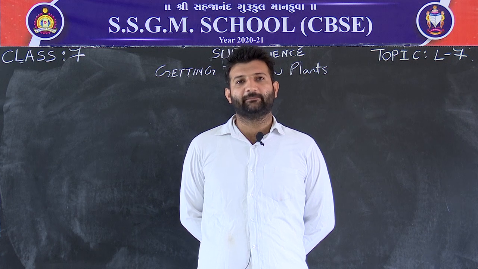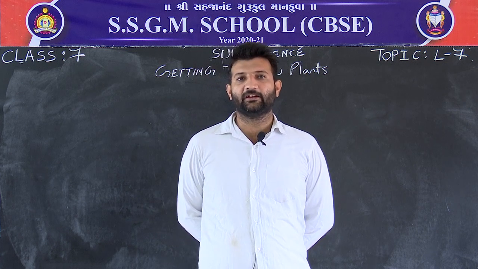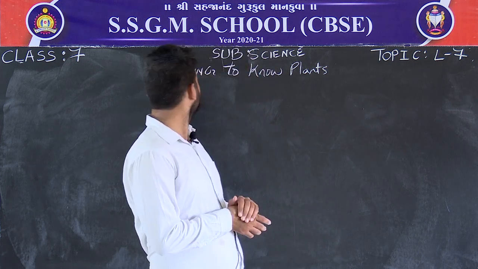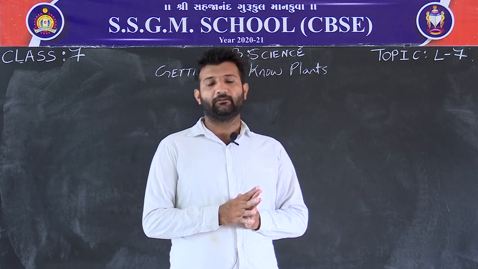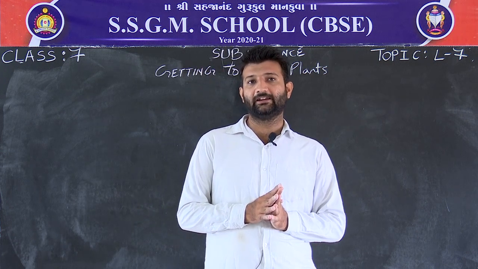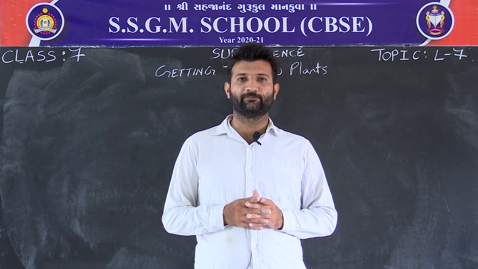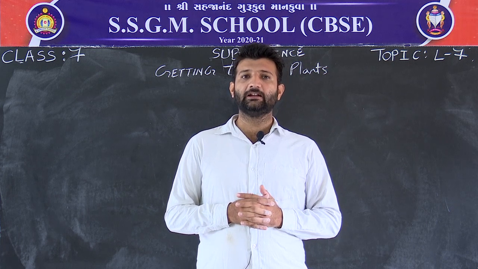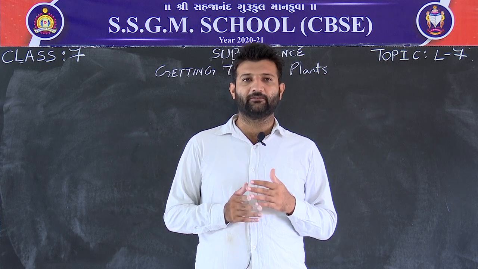So students, in my last part, we have covered the 7th chapter of standard 7, that is Getting to Know Plants. In that chapter, we have discussed 3 types of plants, that is herbs, shrubs and trees. Also we have discussed some creepers and climbers. We also classified all these 5 types of plants in different ways.